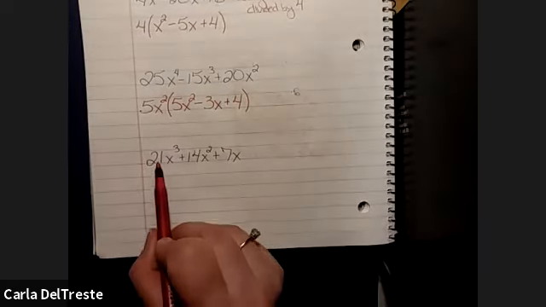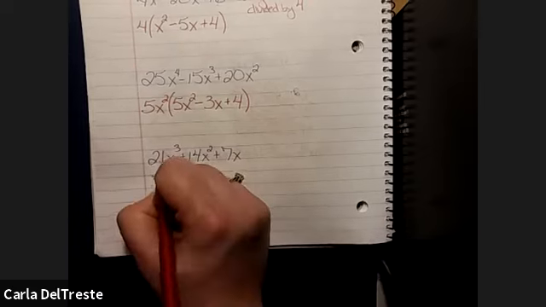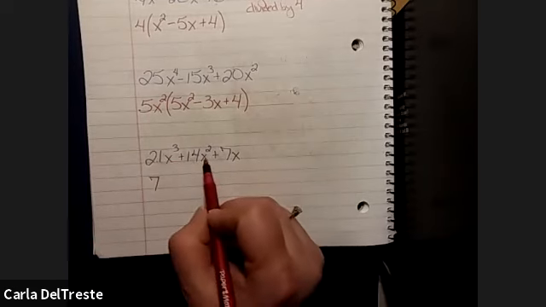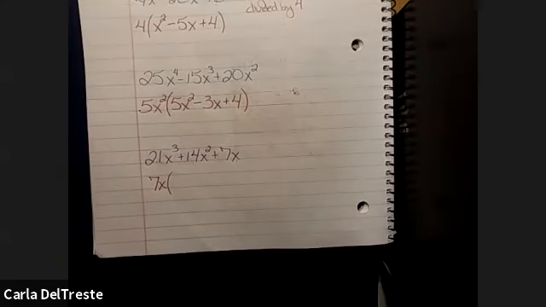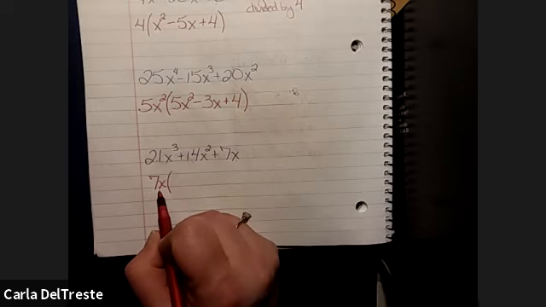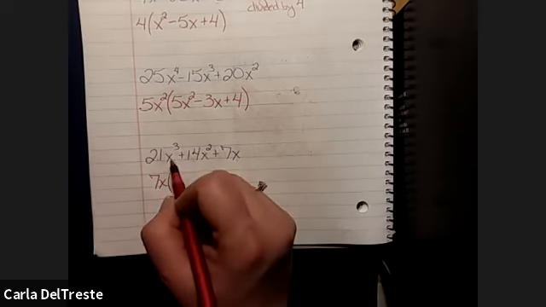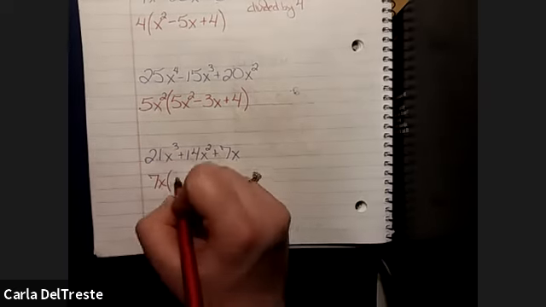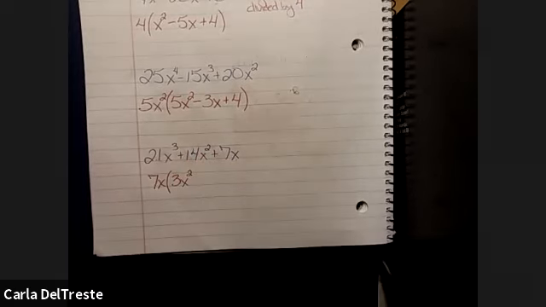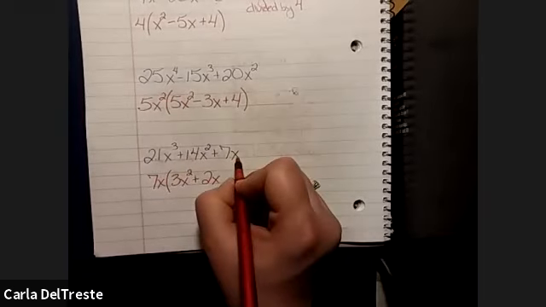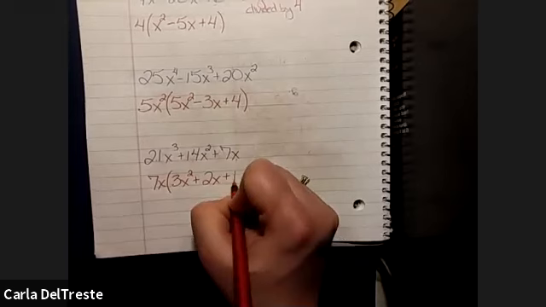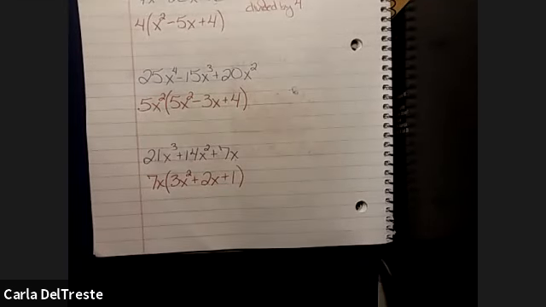Last but not least, what do all of these terms have in common? All the coefficients are divisible by 7. They all contain at least 1 x, so I can take an x out of all of them. That means my GCF is 7x, and now I'm going to write what's left when I divide everything by 7x. 21x to the 3rd divided by 7x is 3x squared, plus this will give me a 2x, and 7x divided by 7x is 1. Anything divided by itself is 1.